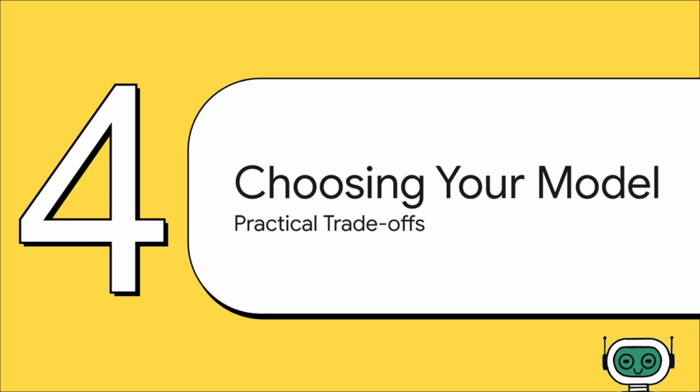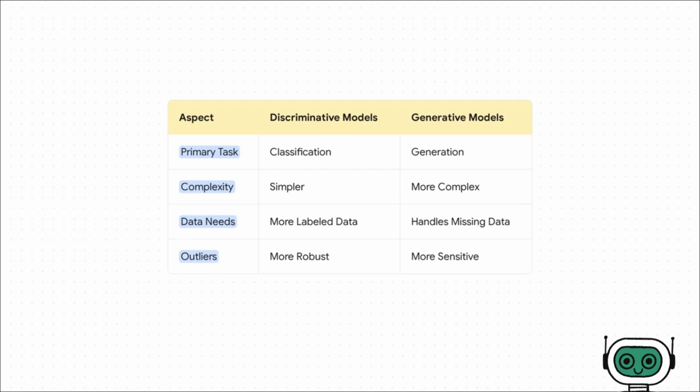So when should you be the pragmatist? And when should you be the artist? This is where we get into the practical side of things. Discriminative models are usually simpler and faster. Their focus is their superpower. They often get better results on pure classification because they aren't distracted by modeling extra details.